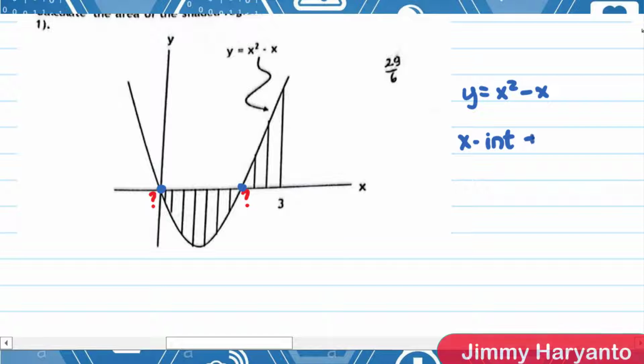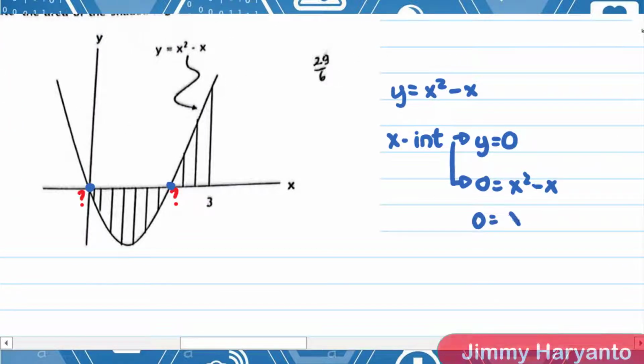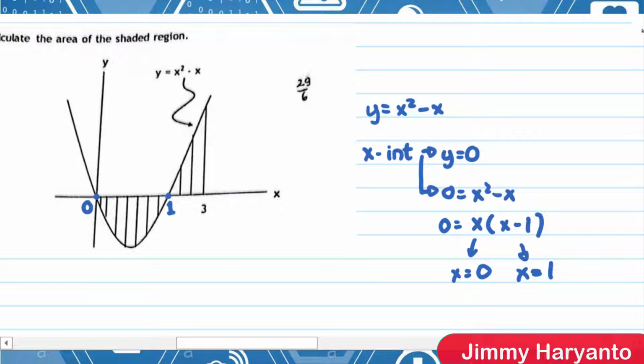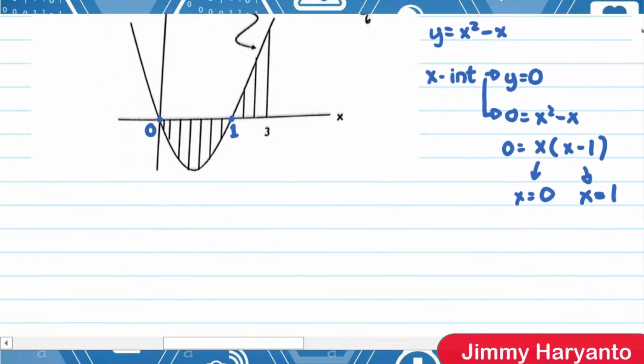X-intercept means y equals 0, and that means you have to factorize x squared minus x. You have to find the roots. 0 equals x in the brackets x minus 1. You can factorize it like that, and then from this one you'll have x equals 0, and from this one you'll have x equals 1. So this one is obviously 0 and this one is 1. After you have the boundaries, you can find the area easily.